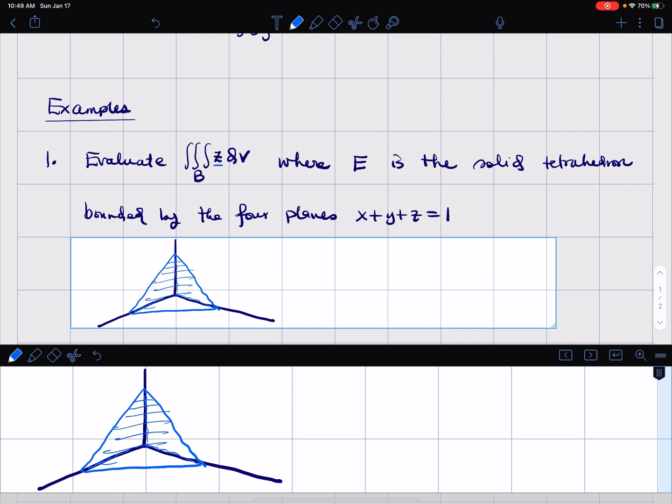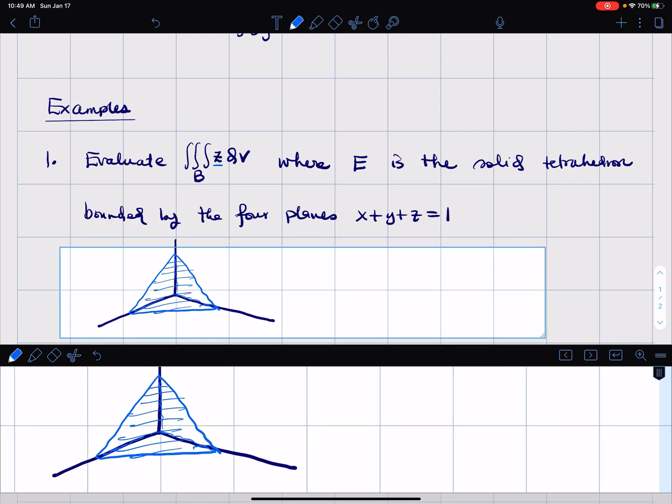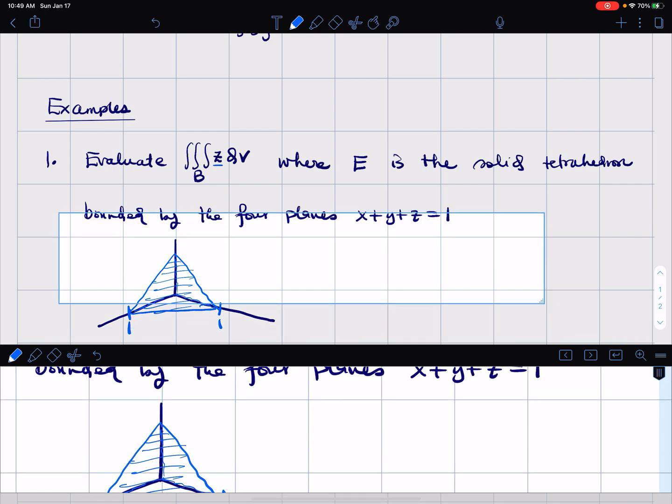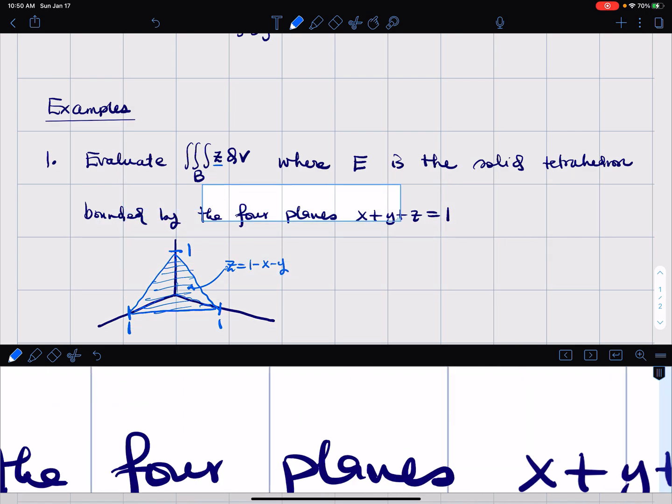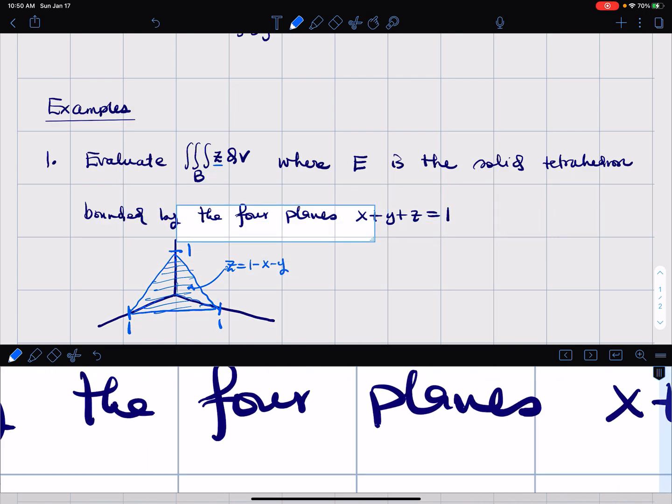It has four faces, but it's a solid. And this is 1. The intercepts are 1, 1, 1. This is z equals 1 minus x minus y. And I just got that from this equation of the plane.